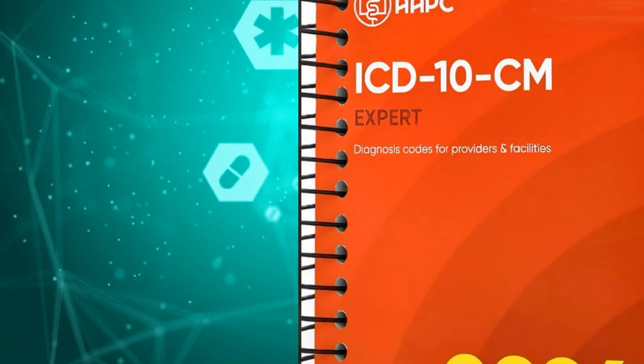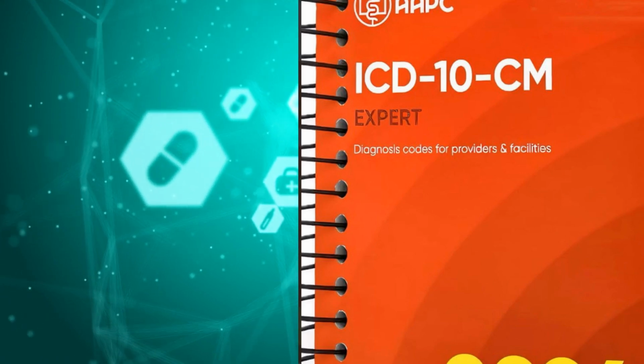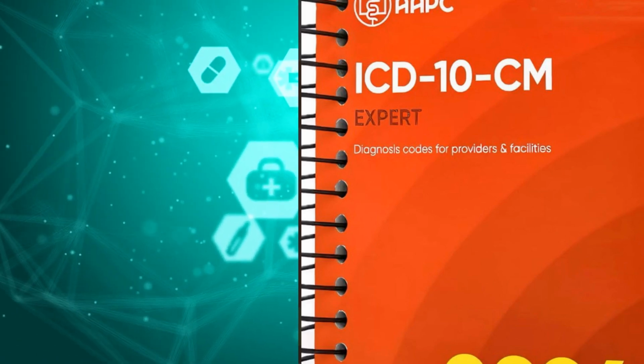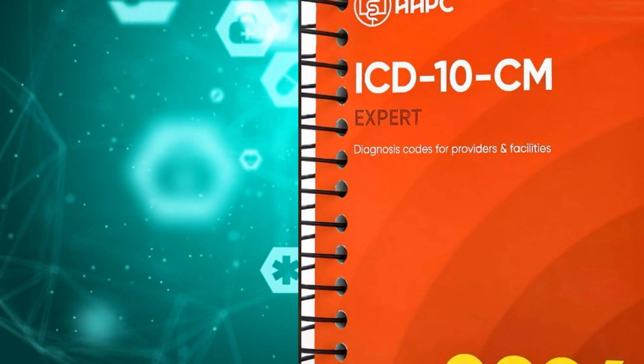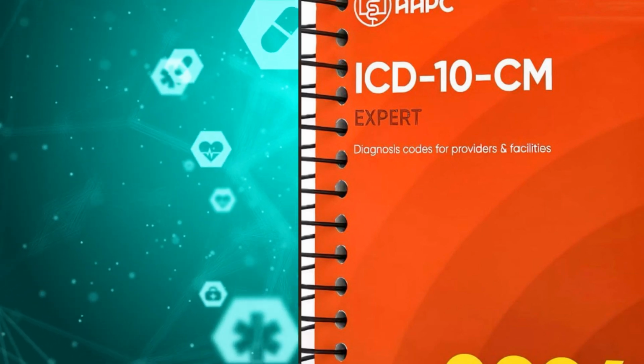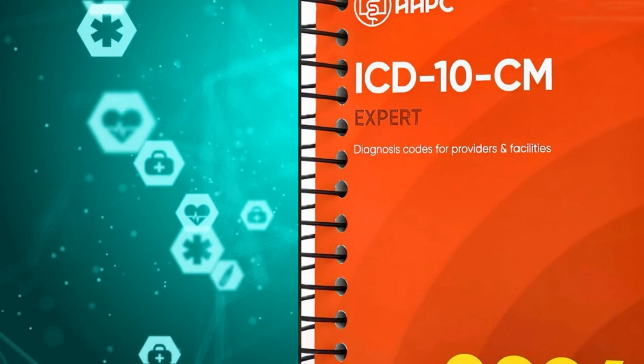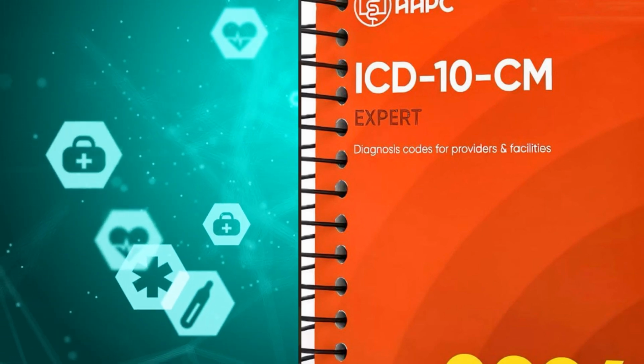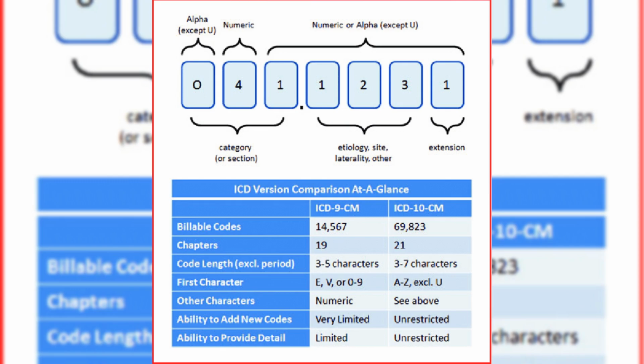Now, let's dive into the first component, ICD-10-CM. This stands for International Classification of Diseases, 10th revision, clinical modification. The ICD-10-CM is used for coding diagnoses in all healthcare settings, whether inpatient or outpatient. ICD-10-CM codes are alphanumeric and can range from 3 to 7 characters. The codes are organized into chapters, with each chapter focused on a specific body system or disease group. For example, there's a chapter for diseases of the respiratory system and one for cardiovascular conditions.